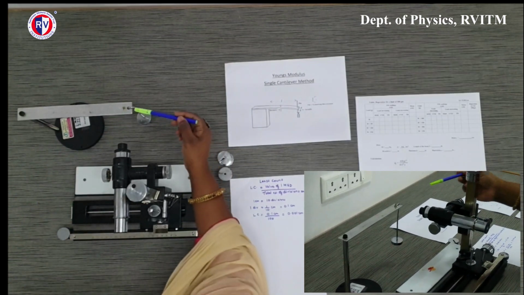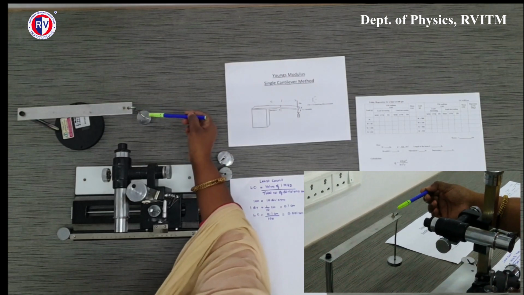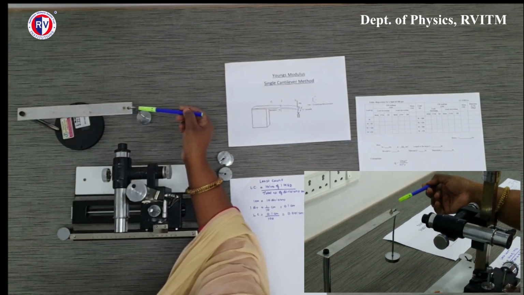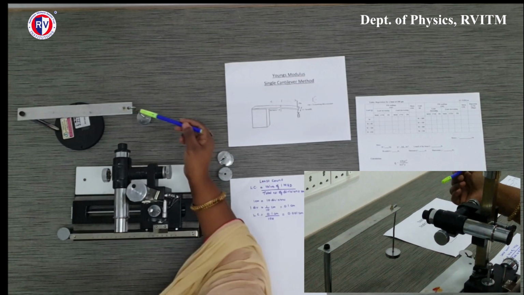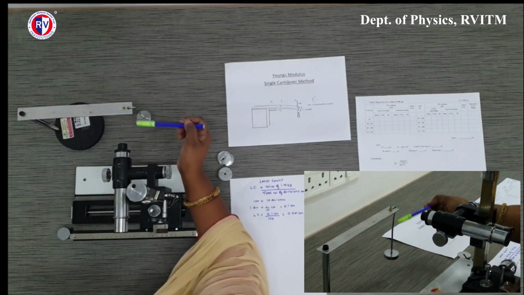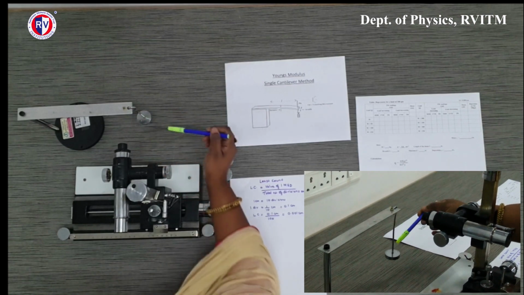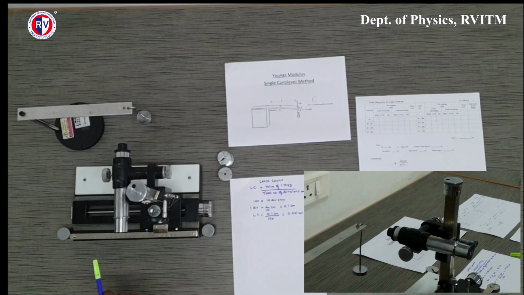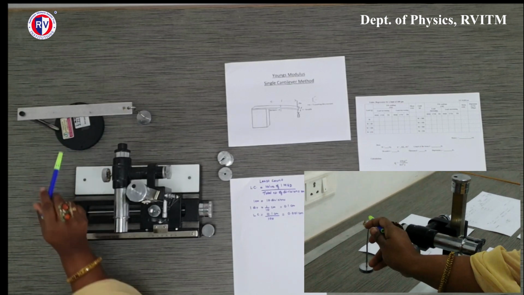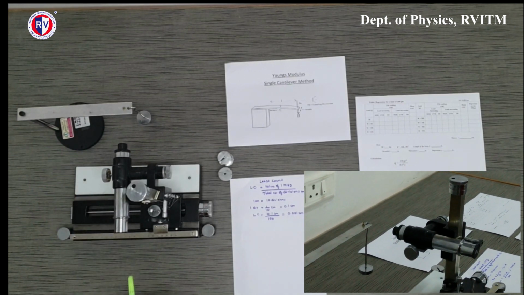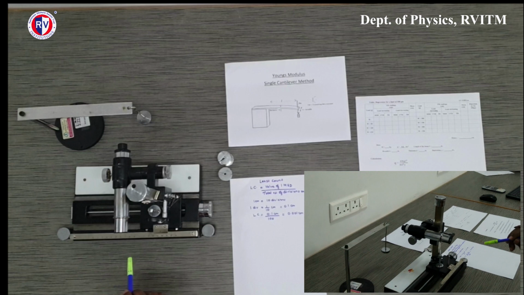I have placed a weight W here. So this is my load W. As soon as I place this on the beam, I find that the needle gets depressed due to the load. Now looking through the microscope, I will set my needle in such a way that it will be at the intersection of the cross wire.